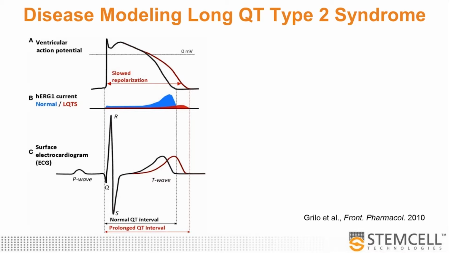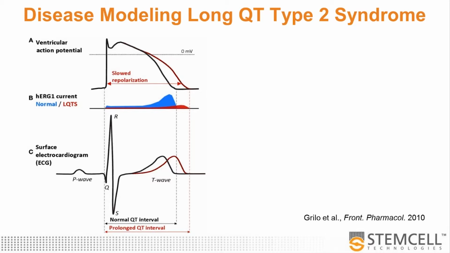So how does that relate to a human ECG? So in a surface electrocardiogram, here briefly go over the P wave, which denotes atrial depolarization. QRS is ventricular depolarization, and the T wave is ventricular repolarization. So we're really interested in the QT. So the time points between ventricular depolarization and the T wave, which is ventricular repolarization.